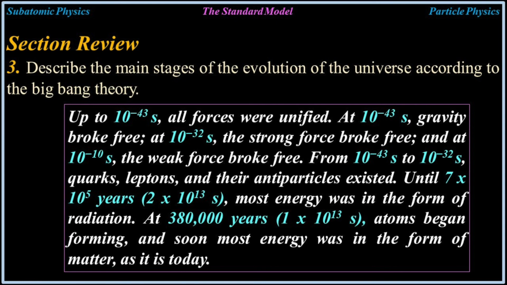Until 7 times 10^5 years, most energy was in the form of radiation. At 380,000 years, atoms began forming. And soon, most energy was in the form of matter, as it is today.